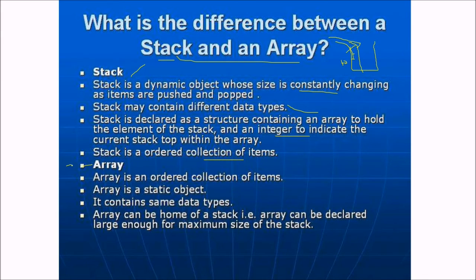Next is array. So array is again an ordered collection of items as stack is. Array is a static object. That means the size is fixed, the data is fixed, because the containment of the array can only be of the same data types. So array is a static object. It does not vary. If you have defined array size 10, then it will not be 11 anytime. It will result in out of bound array.